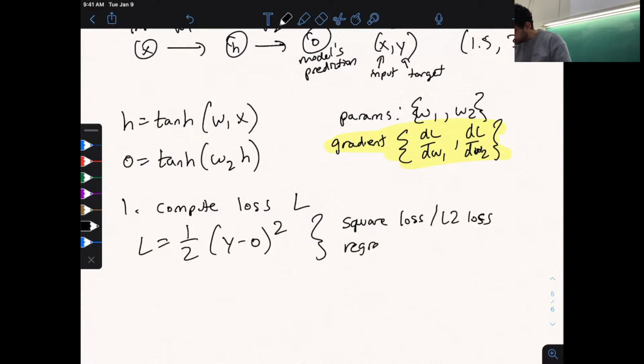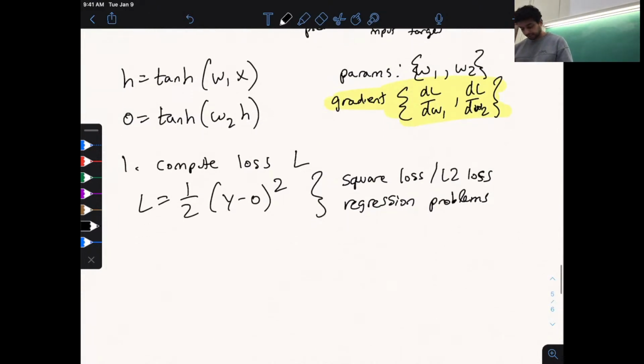It's very commonly used for regression problems. We're not really going to talk about regression problems. However, it is quite useful if you want your output to be a continuous value like 1.6 instead of a discrete output like a word. You generally use a loss function like this. So again, our y here is the target, our O is the model's prediction, and you can clearly see that this L tells you how bad the model is on this specific example, right?